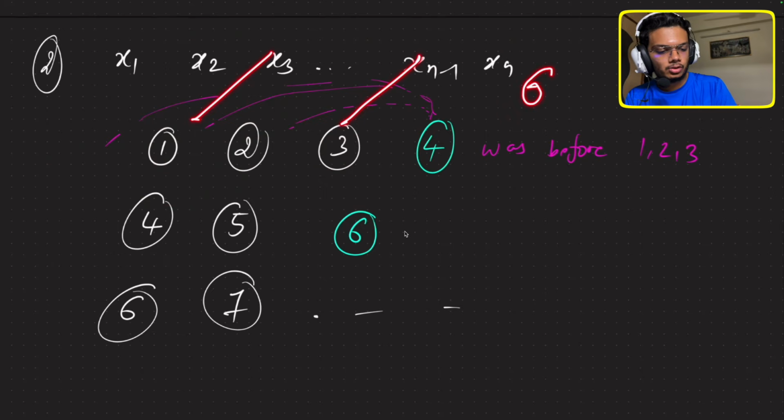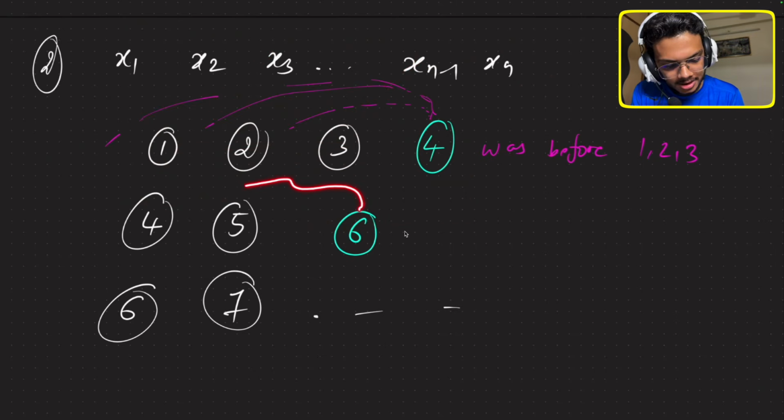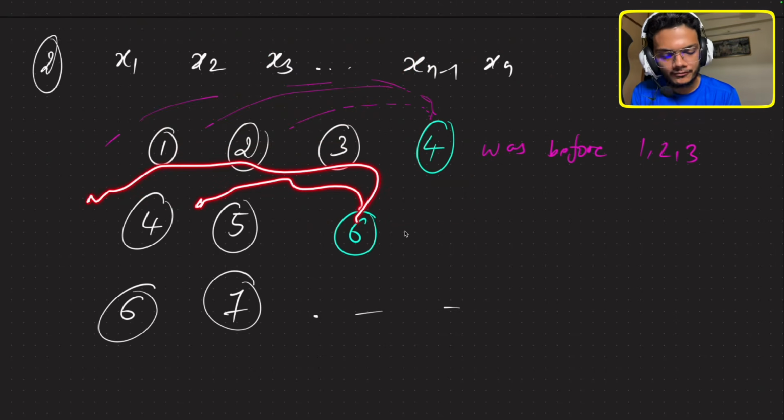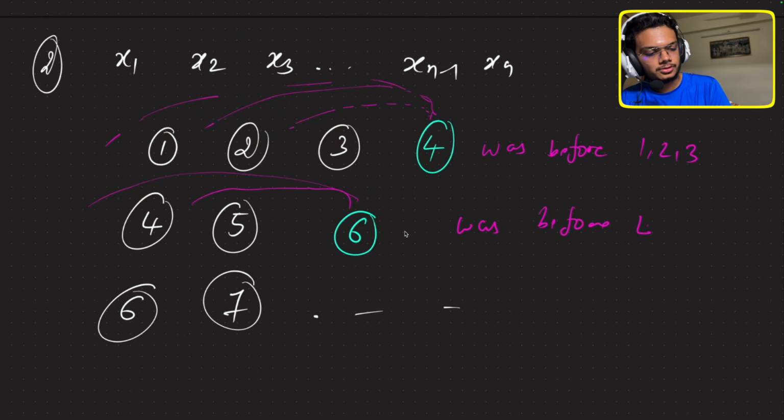But when you tried to look out for 6, it was not found on the right side of 4 and 5. So what does it mean? The 6 was somewhere before 5 or somewhere before 4, right? So 6 was somewhere here or somewhere here. It was before 4 and 5. Okay.